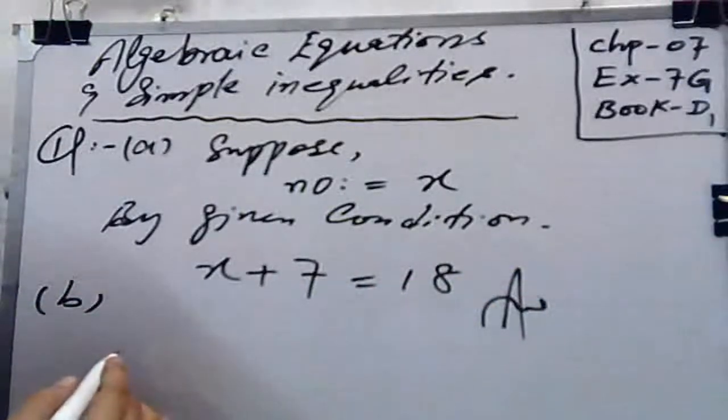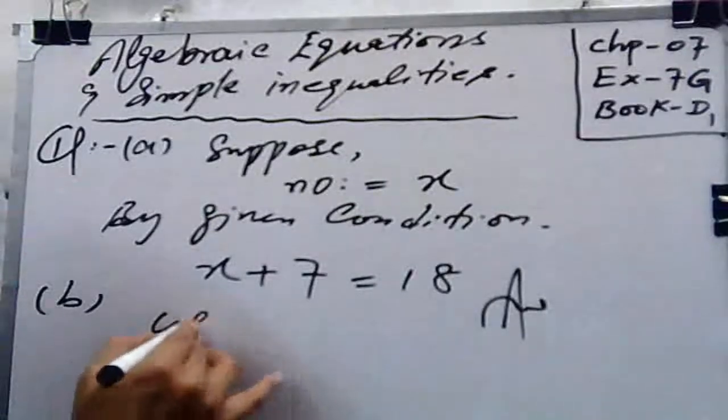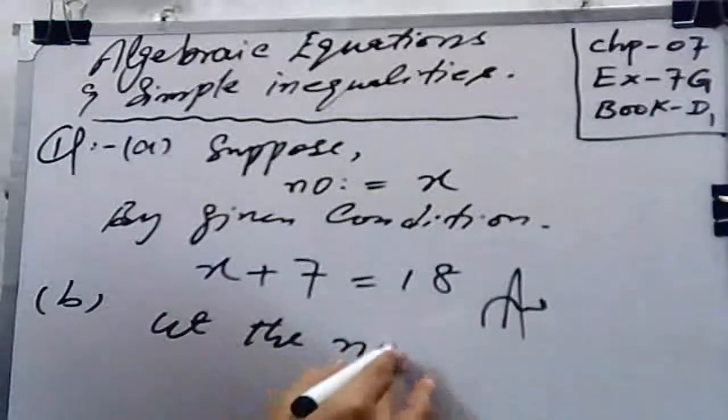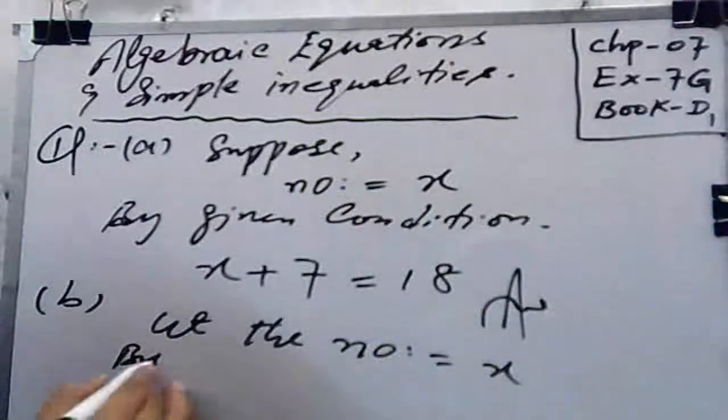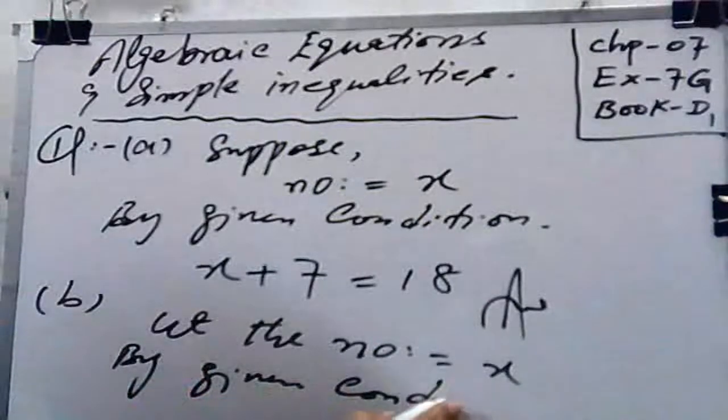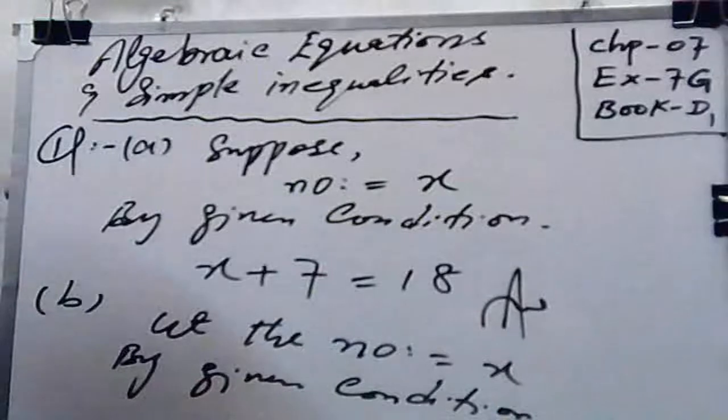B part, read the statement. When a number is decreased by 2 and the result is multiplied by 3 and the final result is 24. So once again, let the number be equal to x. So by the given condition, the number is decreased by 2, that is x minus 2, and this decreased number is multiplied by 3, and the result is equal to 24. So that is your required result.